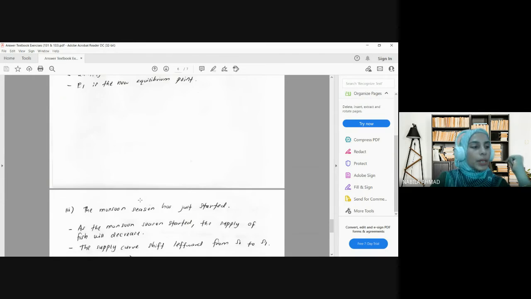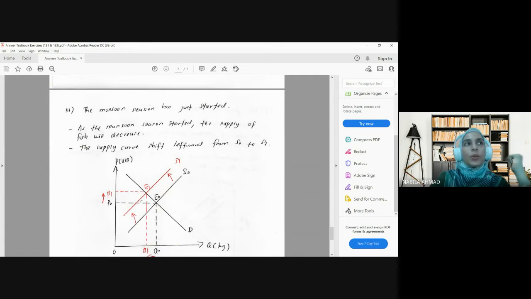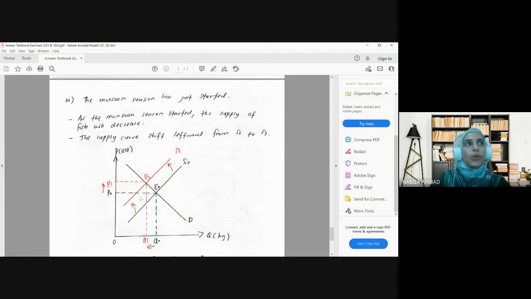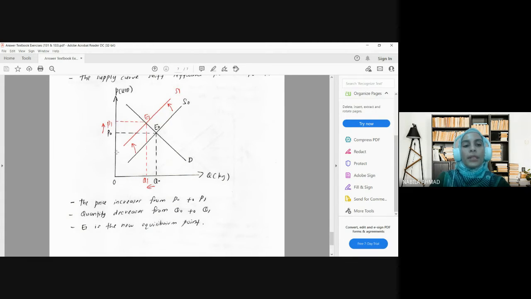Right, and number 3, the monsoon season has just started. Okay, so monsoon ni tengkujuh kan? So musim hujan ya, musim nelayan tak boleh tangkap ikan. Jadi bila monsoon season has started, supply of fish will decrease, the supply curve will shift to the left from S0 to S1. So what happened after the shift?